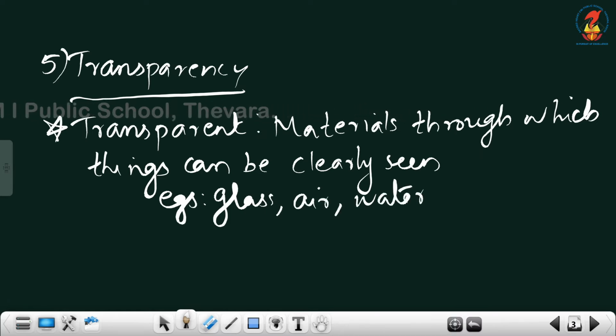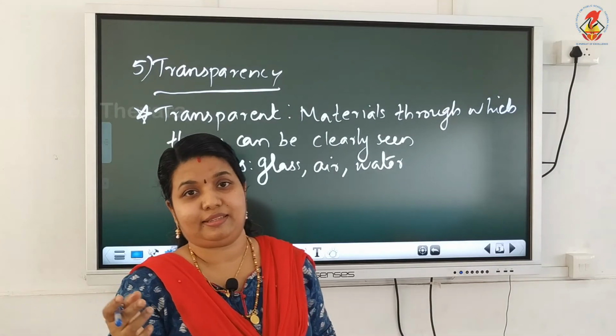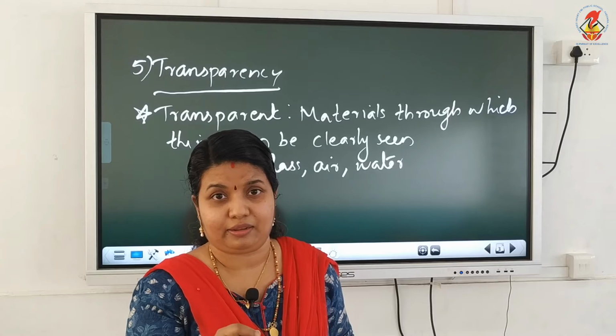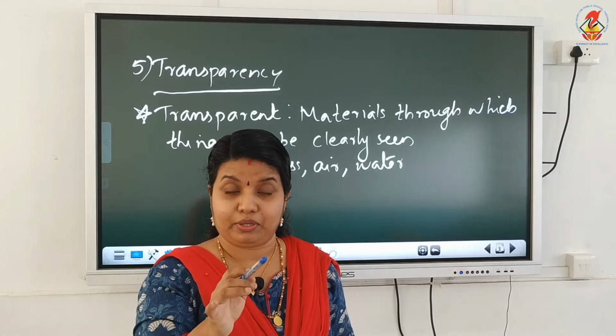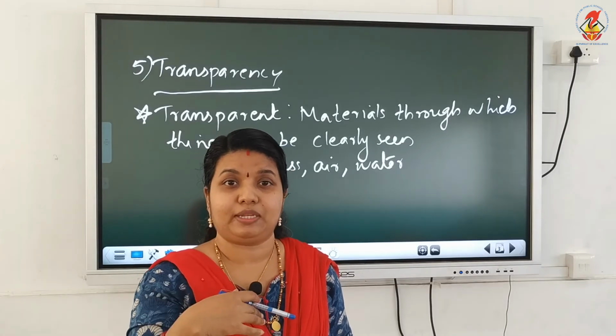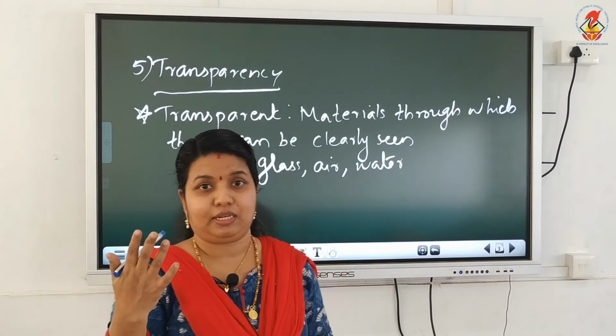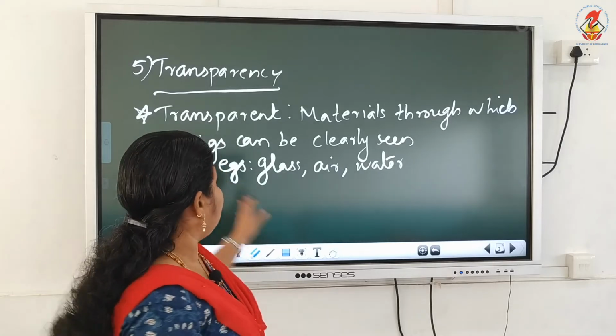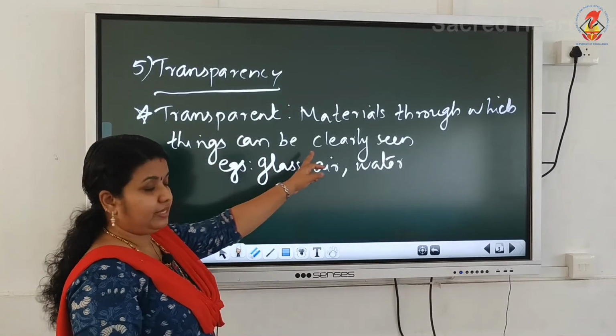Air is a transparent material, that's why we are able to see each other. In between, all the empty spaces around us is filled with air. So, we can see each other because air is transparent. In between us there is air, but we can see clearly because air is transparent. Water also is transparent.